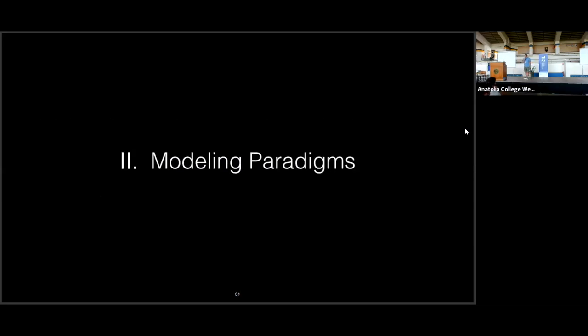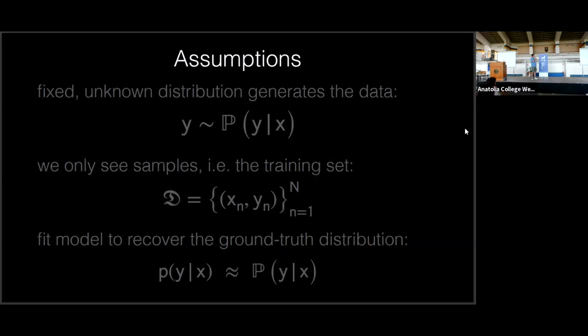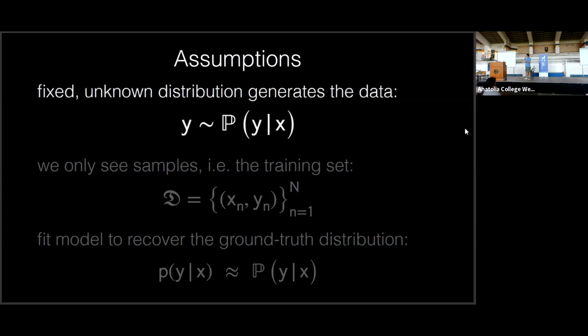Okay, so that was what is uncertainty? Let's now talk about modeling paradigms. There's two fundamental paradigms you've probably heard about before. Oh, sorry. I will first talk about some assumptions that we'll set up that will apply to all of the modeling paradigms. So the first one is we'll assume that our data sets are coming from some underlying fixed distribution.